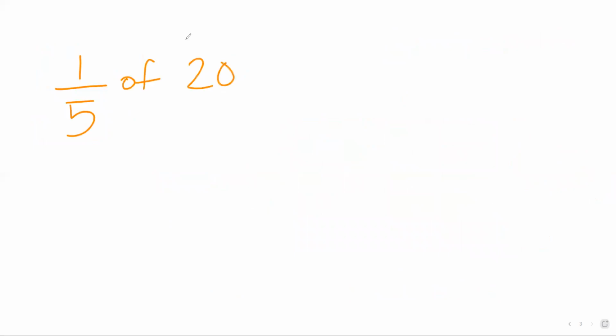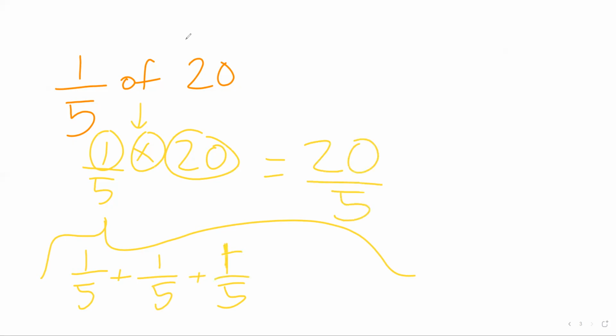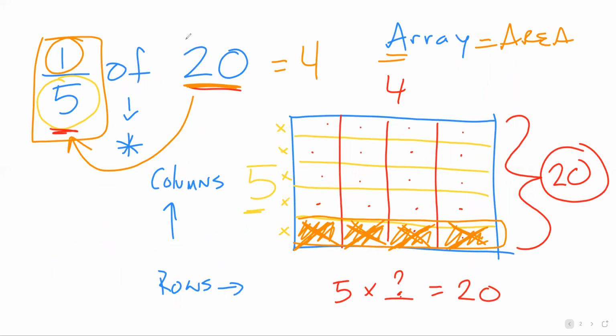Well, what we did yesterday, we know "of" is multiplication, so that's 1/5 times 20. And we were talking about, okay, I could sit here and write out 1/5 20 times. Or I can just say, oh, 1 times 20 is 20. My denominator doesn't change. This is a division problem. So 20 being divided by 5, 5 times 4 equals 20. So this is equal to 4. So 1/5 times 20 is 4. And you'll see here, that's the exact same thing we got.